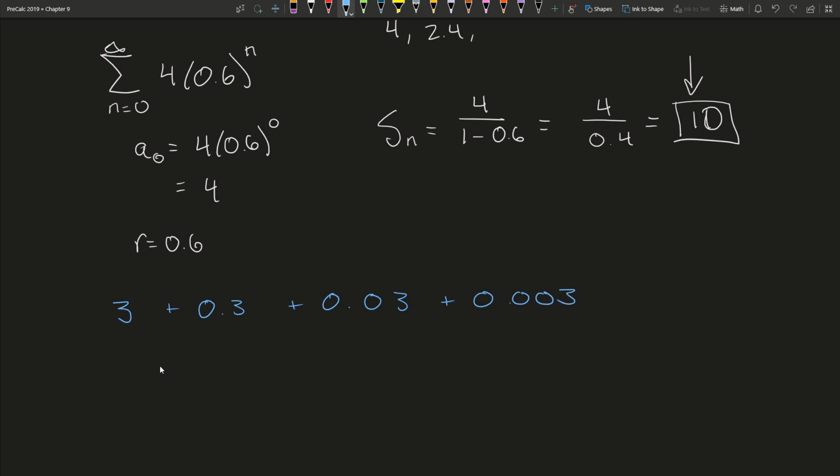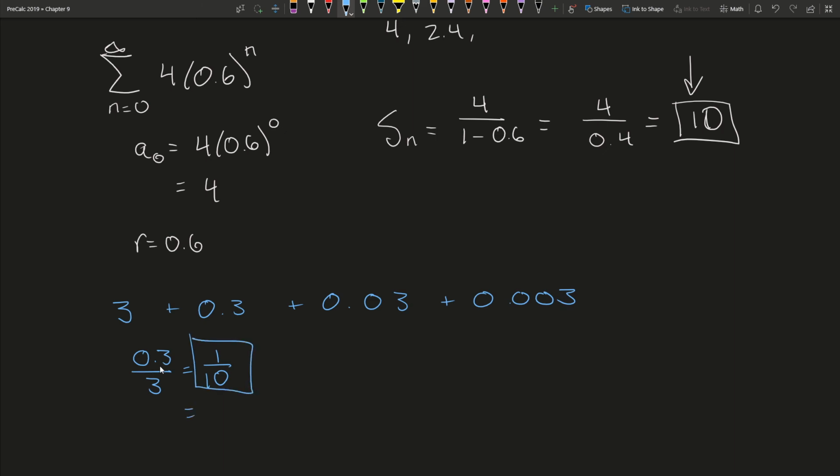Given this sequence, I would like you to sum that into infinity. The first thing that we need to do, we should know that it's geometric. So if we take the ratio of each term, we'd get 1/10 between each one of these. So 3 times 1/10 is 0.3, 0.3 times 1/10 is 0.03, and so on. So this is our common ratio.